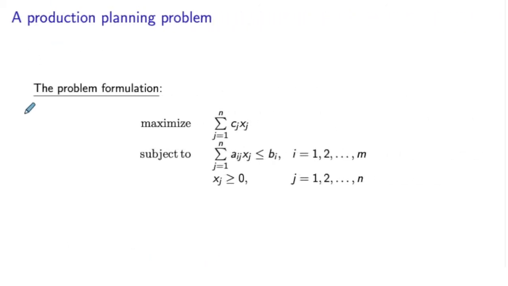In summary, we obtain the following formulation. We maximize the revenue given by the summation of the revenues obtained from the individual products, subject to the m resource constraints, and then we also have the non-negativity xj is greater than or equal to 0 for all j between 1 and n. This is a very standard LP formulation, and we can write it out in an expanded form as shown on the next slide.